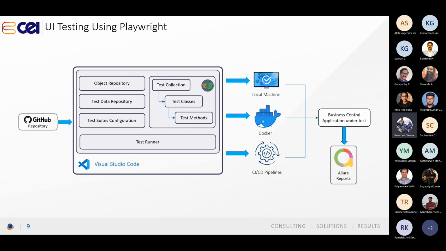So everything is the same. The result will be the same. And for reporting, Microsoft provides so many default reports like HTML reporter, line reporter, dot reporter, and everything. And we also used Allure report for our test execution results. So this is what UI testing using Playwright is.